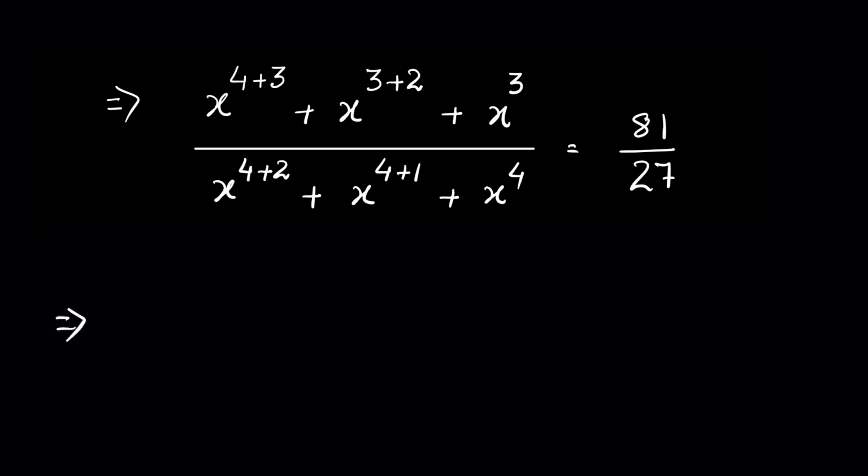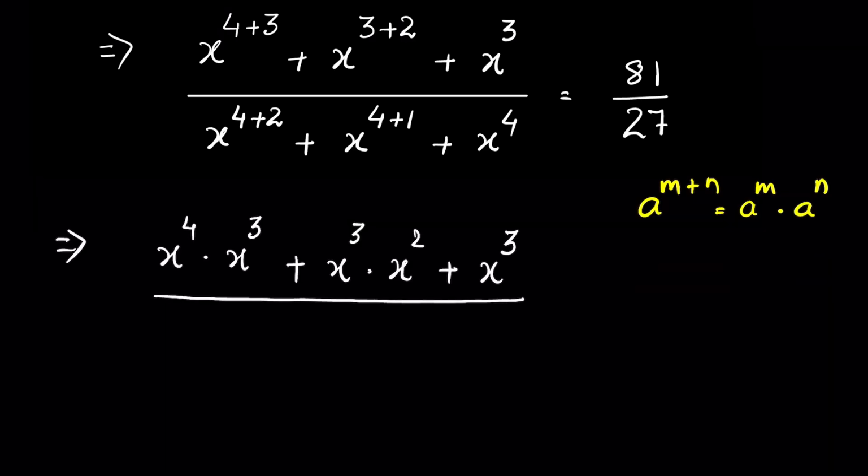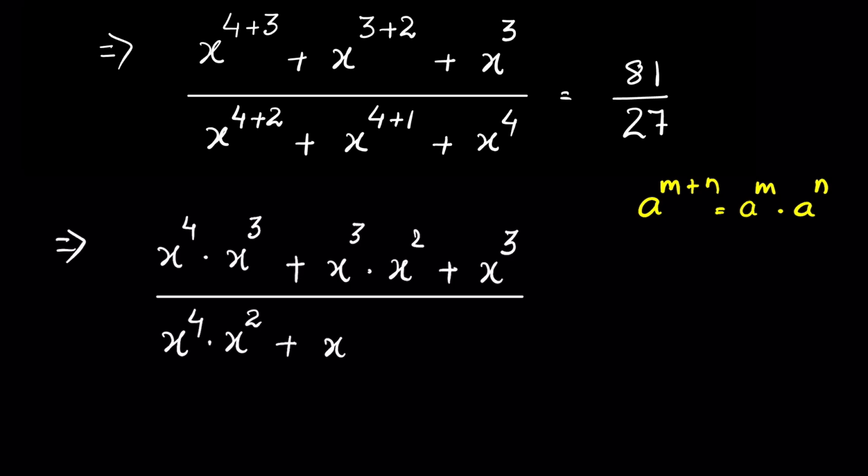Now there is an identity. If a raised to the power m plus n, this is equal to a raised to the power m times a raised to the power n. So here we can write x to the power 4 plus 3 as x to the power 4 times x to the power 3, plus x to the power 3 times x to the power 2, plus x to the power 3, upon x to the power 4 times x to the power 2, plus x to the power 4 times x to the power 1, plus x to the power 4 is equal to 81 upon 27.